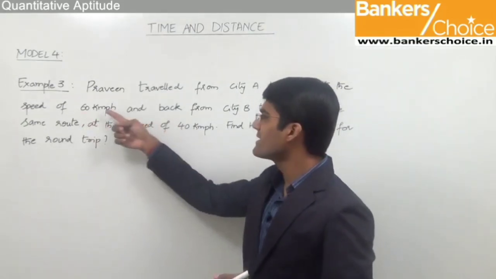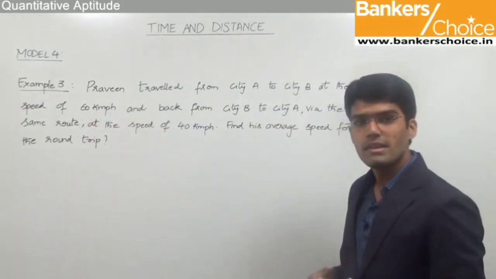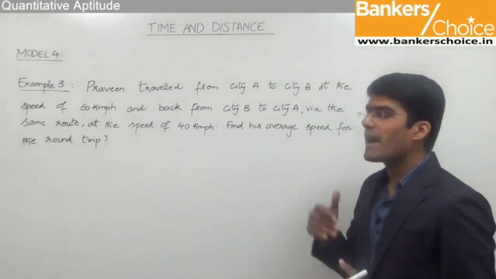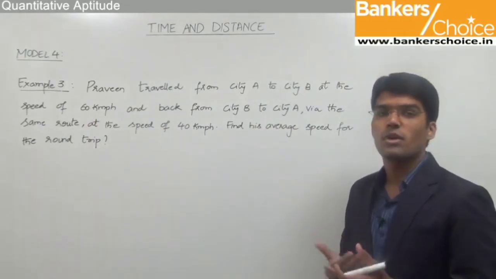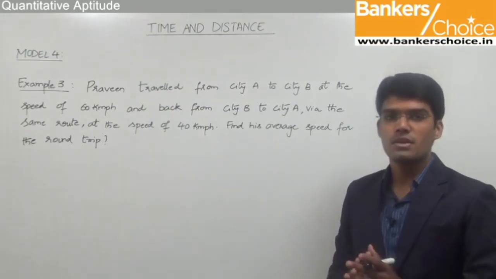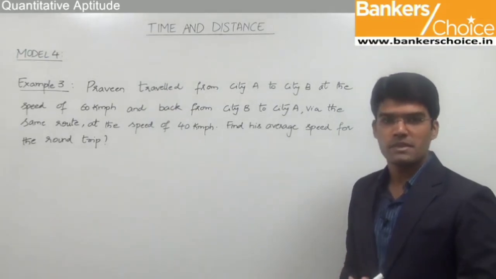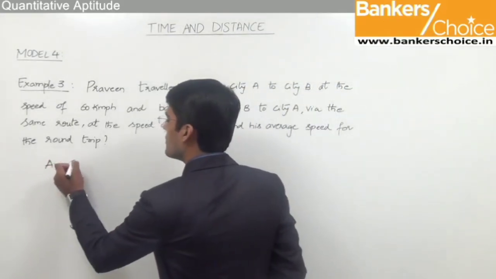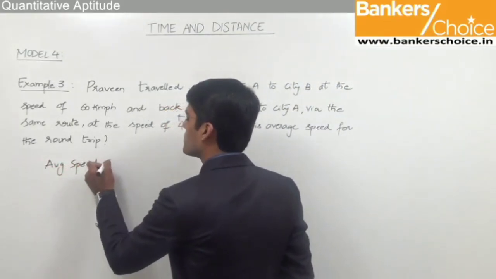That is, the first speed is 60 kilometers per hour and the second speed is 40 kilometers per hour. Now again, don't find out the average speed as (60 plus 40) by 2, that is 50 kilometers per hour. Why? Because average speed should not be taken as the average of the given speeds. As discussed earlier, average speed is always total distance traveled by total time.